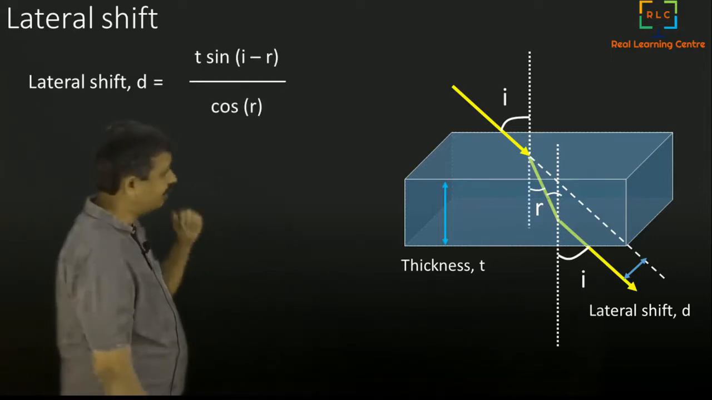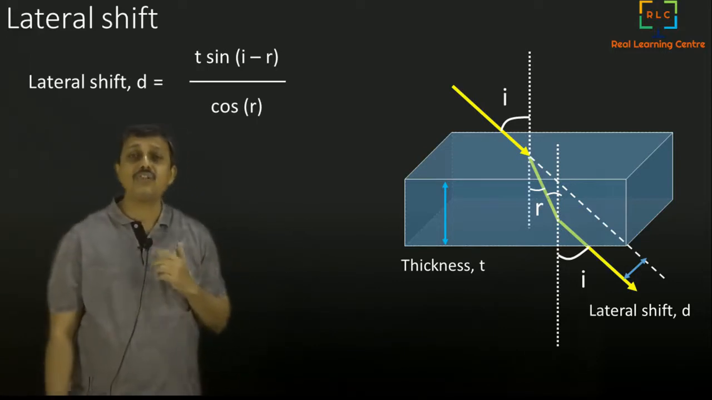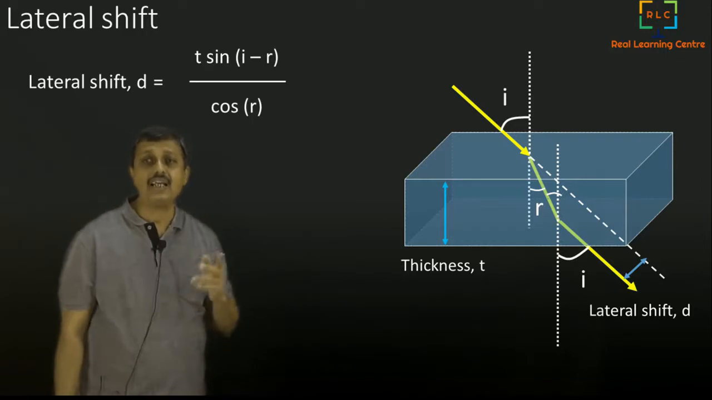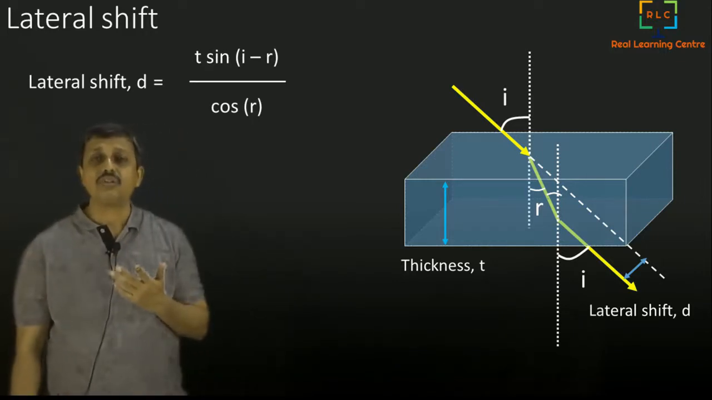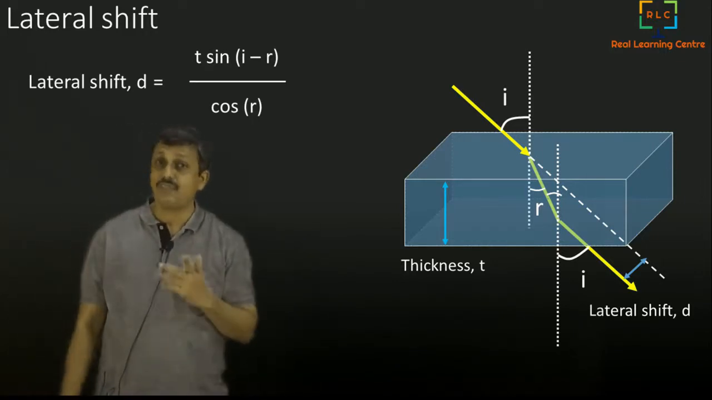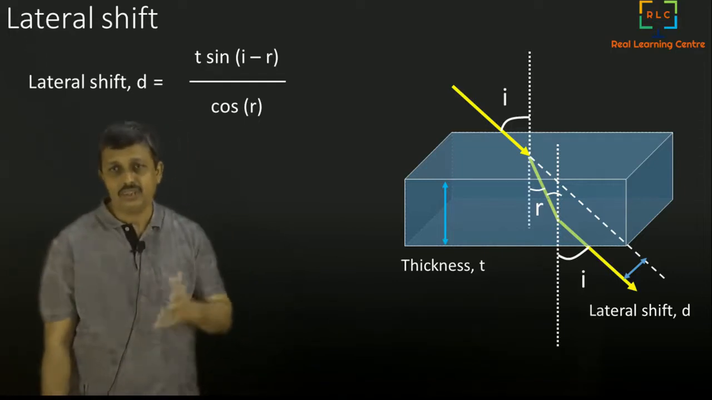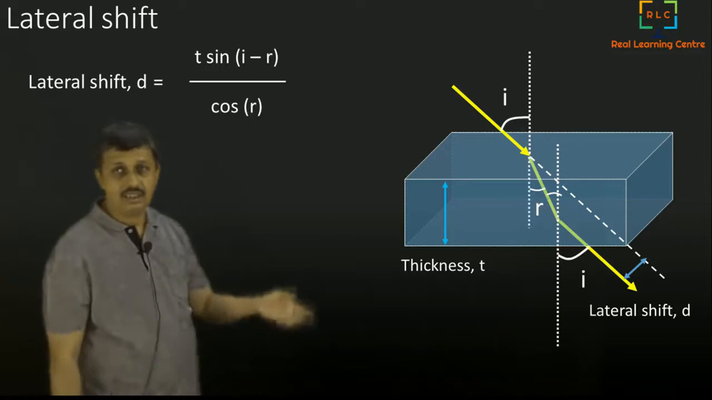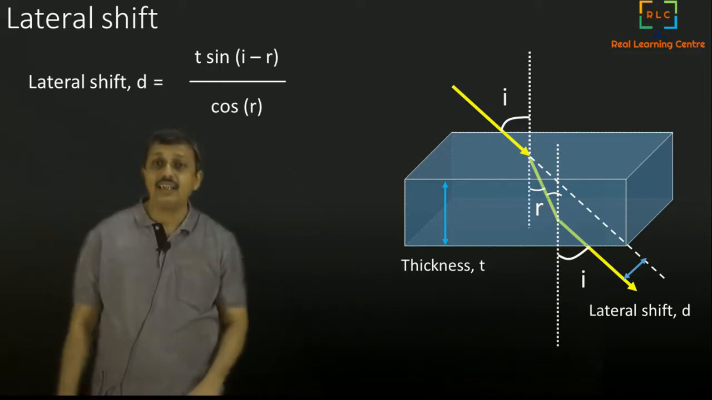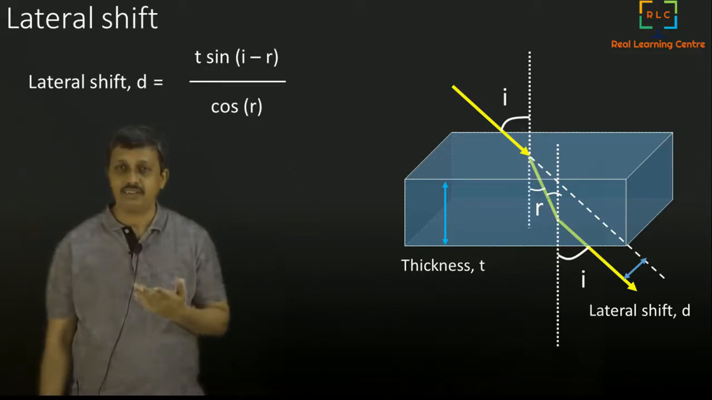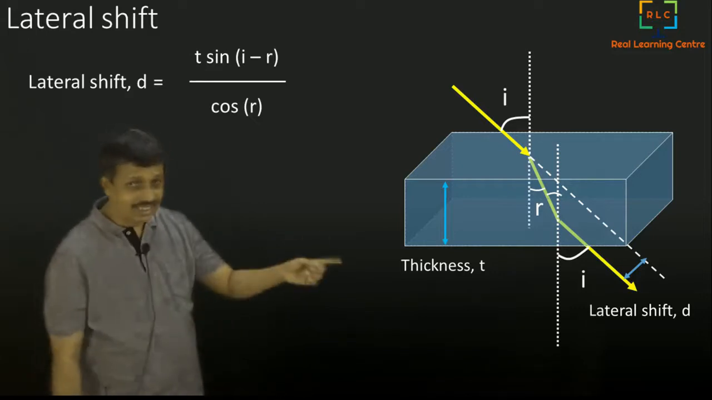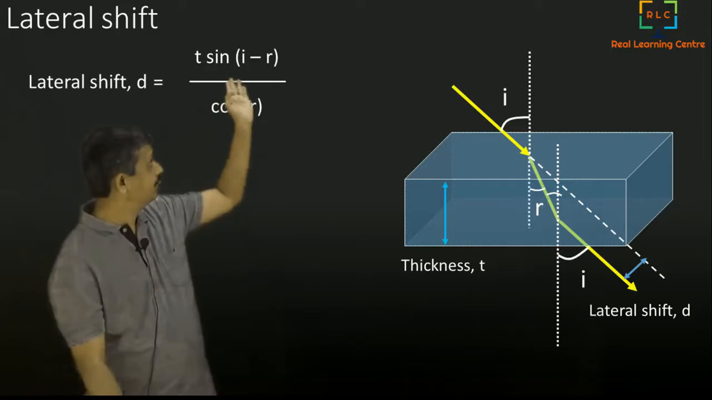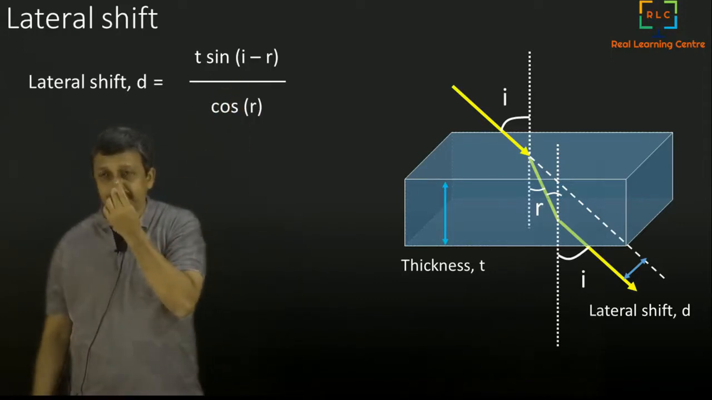So the lateral shift is given as T into sin(i minus r) divided by cos r. I and r are related through sin i by sin r is equal to refractive index. So given a refractive index and i, you can calculate r, and then you substitute into this, and you will get the lateral shift. You can very clearly see that it is proportional to thickness T, so T is there in the numerator.